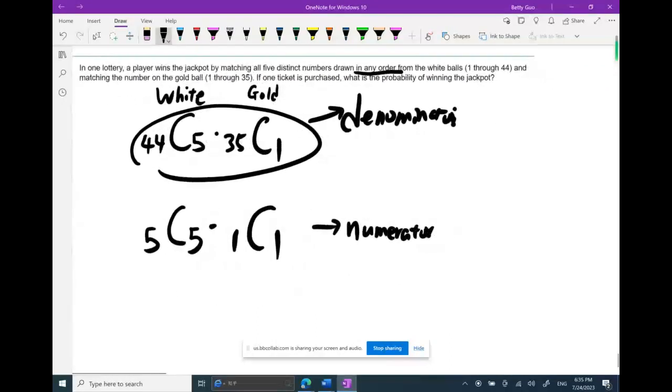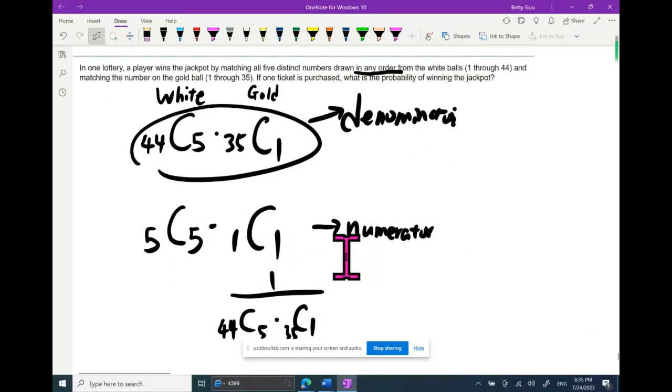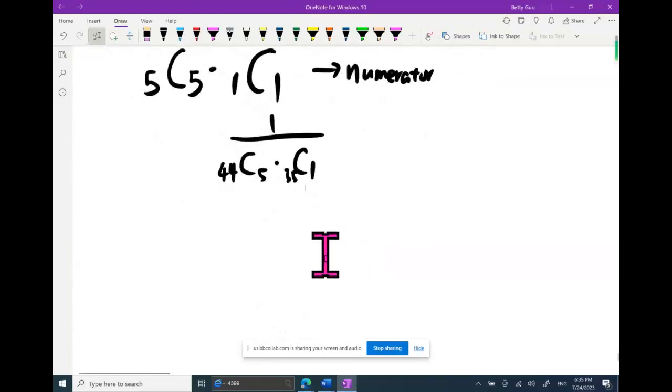So our probability is going to be 1 over C(44,5) times C(35,1). Okay, let's do the calculation. So the numerator is 1, so we don't have to simplify. A good news about this fraction is that numerator is 1, there's nothing to simplify. Denominator is going to be a large number. It makes sense, right? Otherwise, everybody would have a very big chance to win the jackpot and the business is going to go bankrupt.